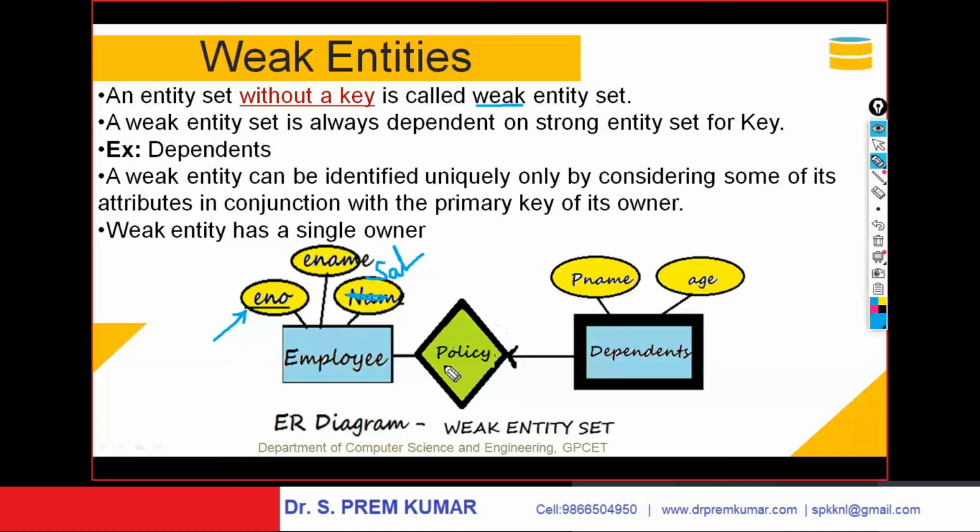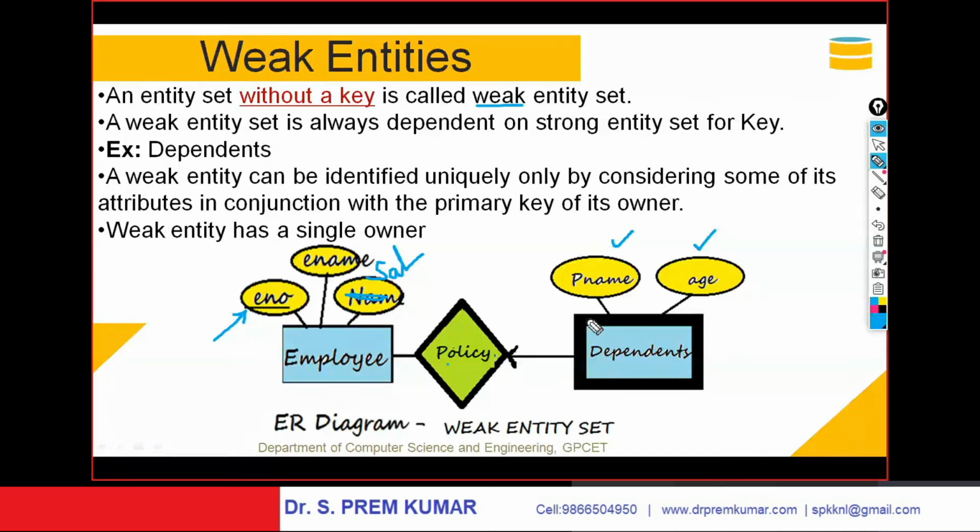Sometimes we take some policies for our employees, such as a life insurance policy. And if something happens to the employee, the amount is to be given to their dependents. Hence in our database, we want to store the details of dependents also. I want to store the dependent person's name and age.